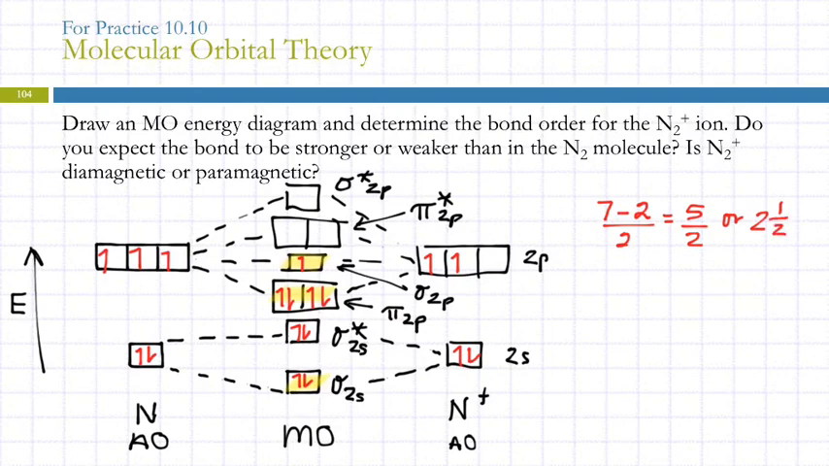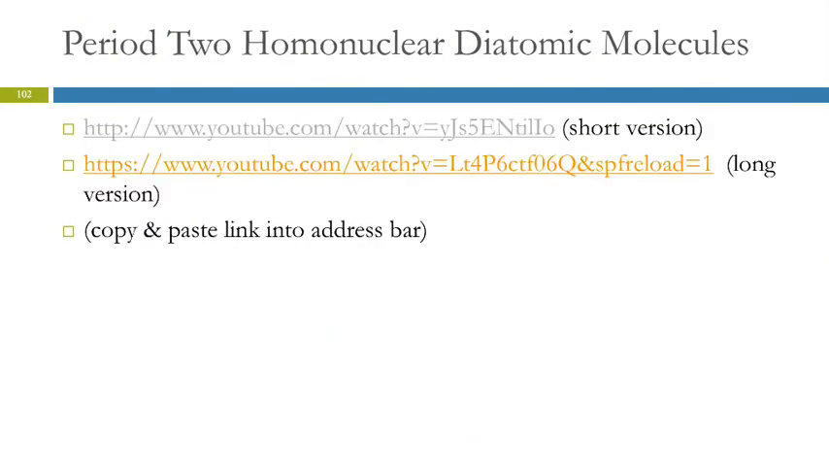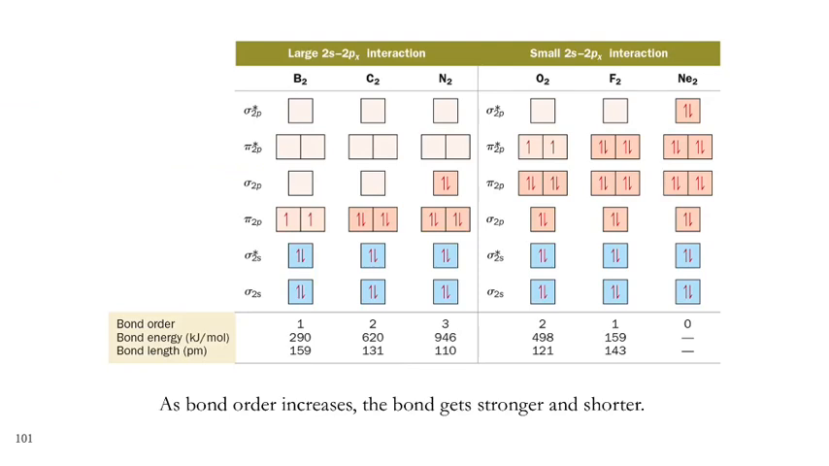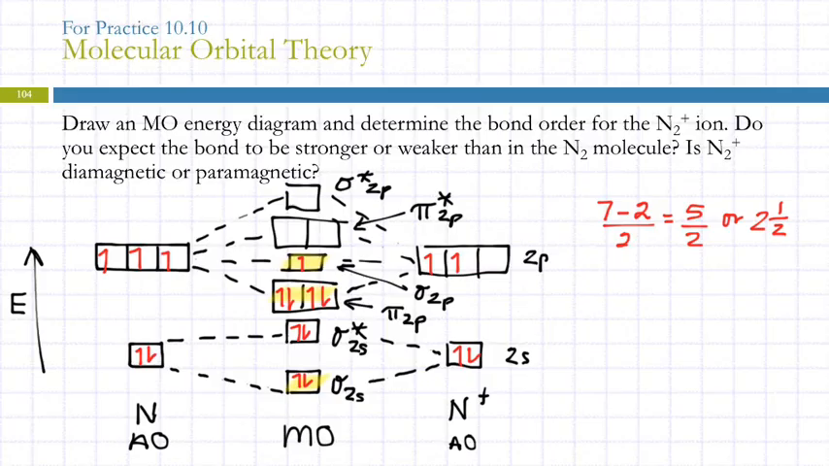What was the bond order for the N2 molecule? It's 3. So here's N2. The bond order is 3. The difference between N2 and N2+ is that one of these electrons is missing. So do we expect this bond to be stronger or weaker? Weaker, because the bond order is smaller.